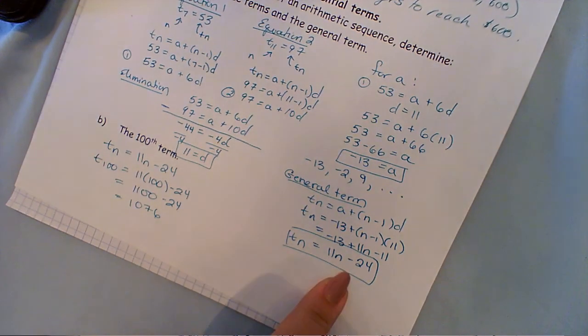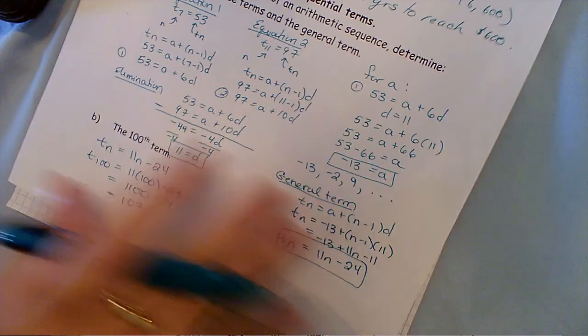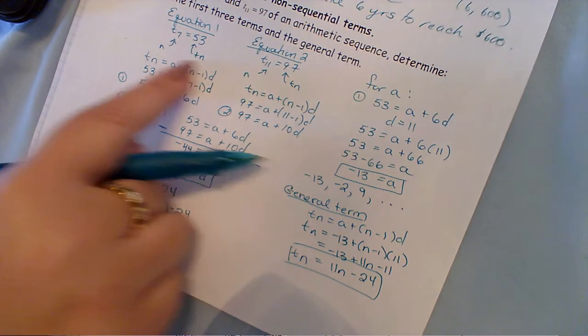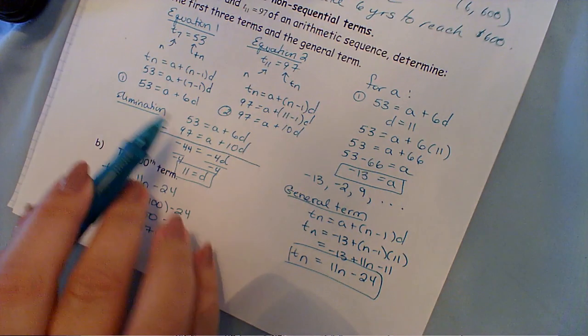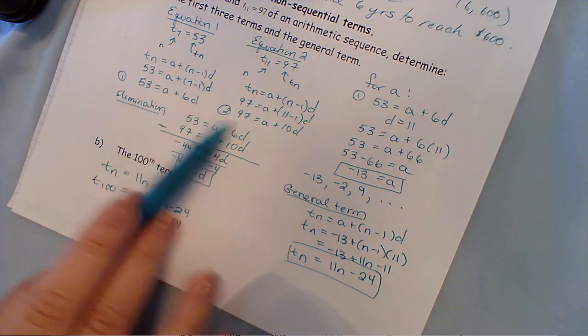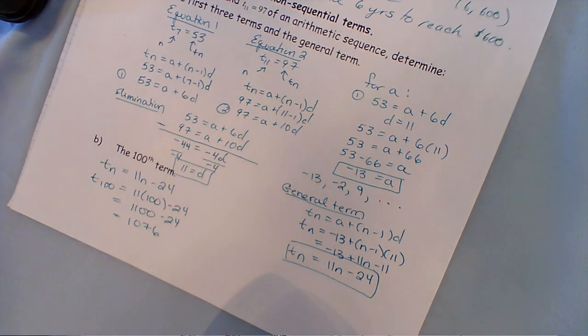We wouldn't have known that unless we got the general term, and we couldn't get the general term until we figured out a and d. And we couldn't figure out a and d until we did a point of intersection algebraically, either using substitution or elimination. I picked elimination just because of the way it was already set up, with the a's already matching and easily subtracted from each other to be eliminated.